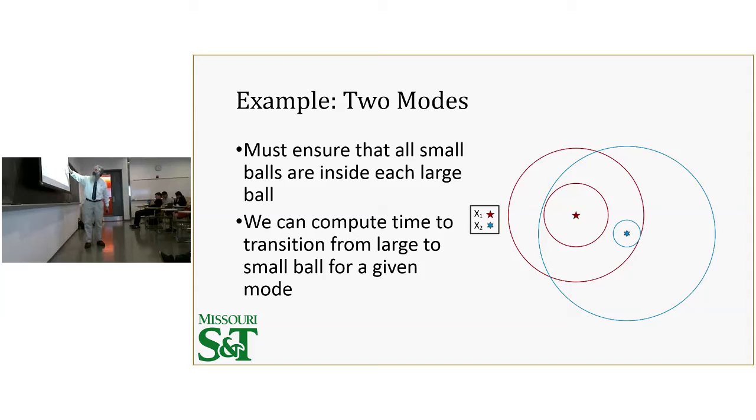These balls are chosen so that if you're inside the small ball of one mode, you're guaranteed to be inside the large ball of the other mode. So you notice that for this mode, you have to be inside this smaller ball in order to get inside this big ball around this mode. Okay, so that's using mode in the eigenvalue, eigenvector sense? No, using mode as the discrete state of a hybrid system.